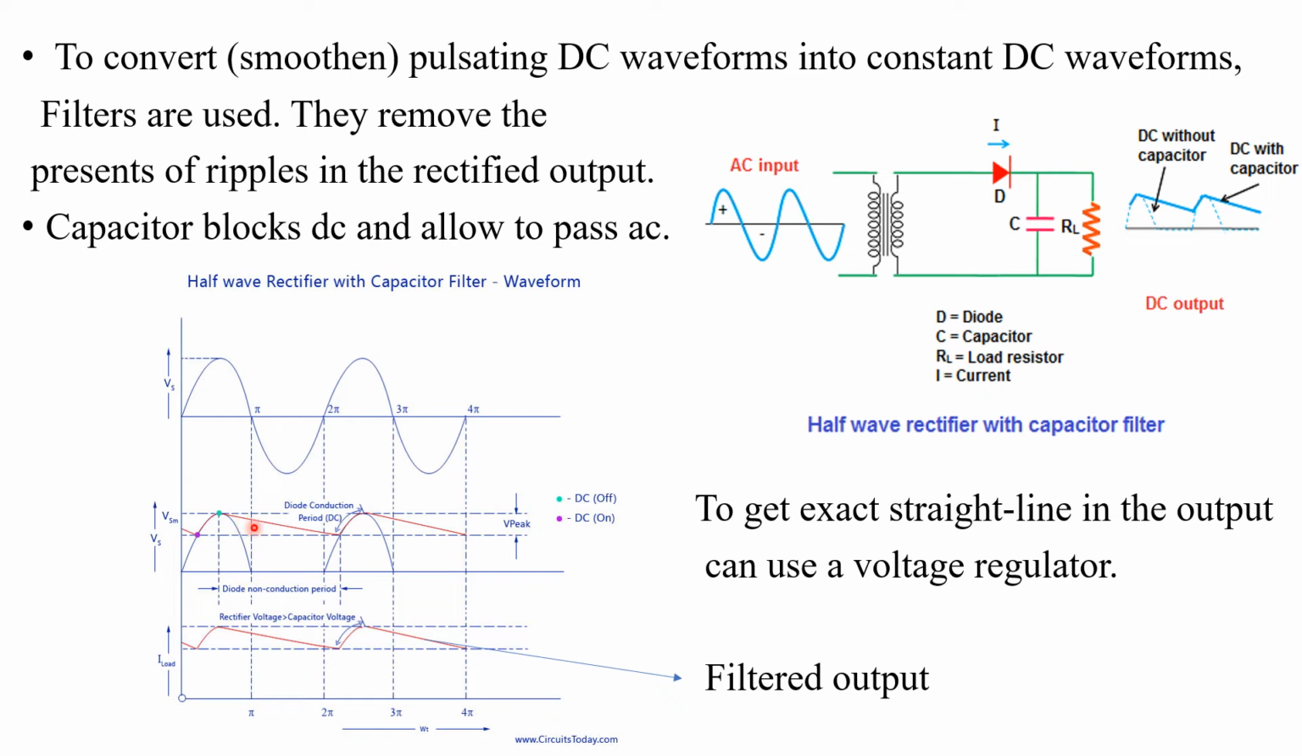and it will discharge up to the next positive half cycle. Again it will charge up to the maximum value, and when the voltage decreases, it will discharge up to the next positive half cycle, so that finally we will get the filtered output waveform like this. So filters are used to provide almost a constant DC output, but to get an exact DC output waveform, we can use a voltage regulator at the output terminal.